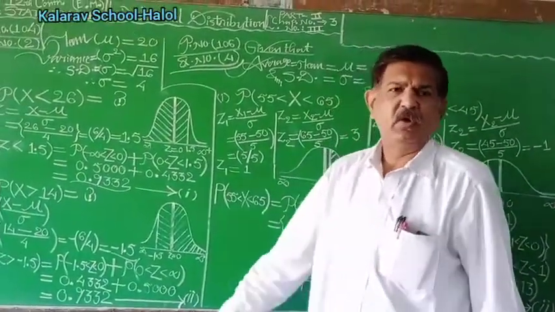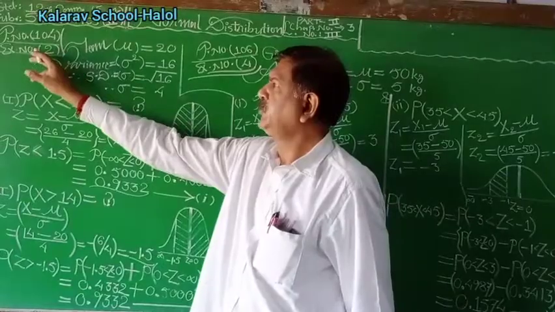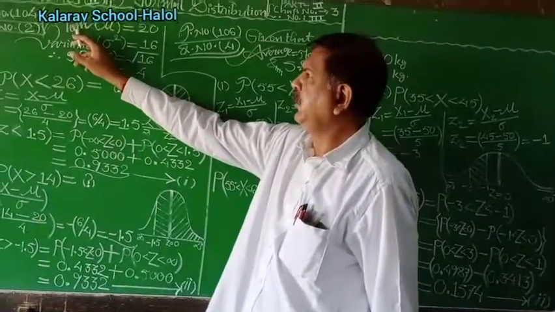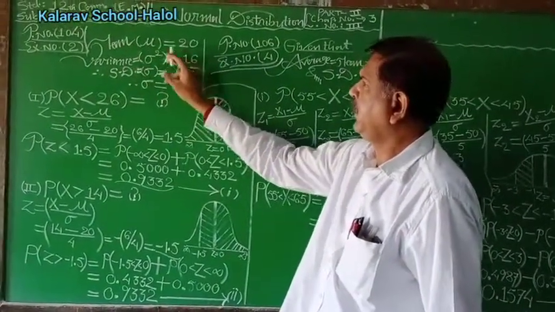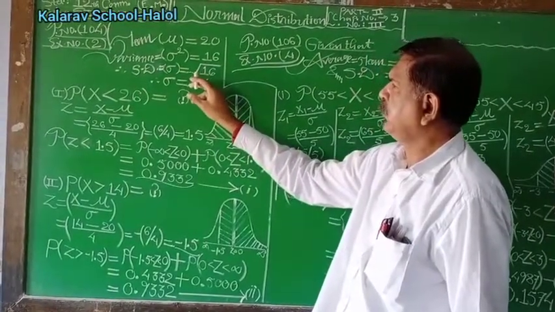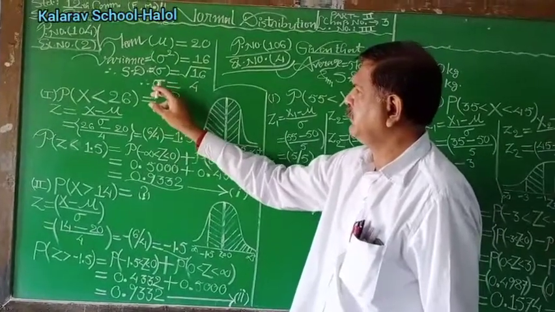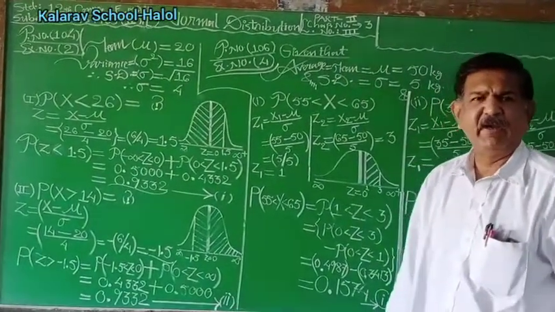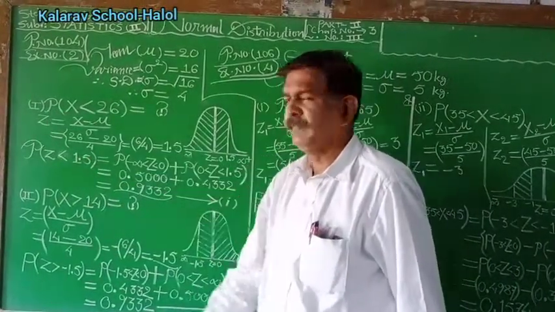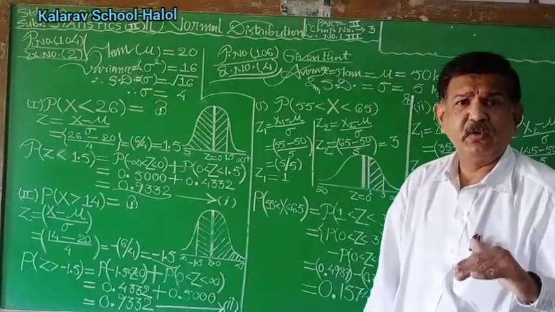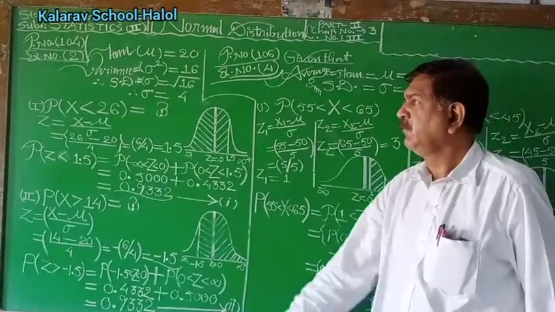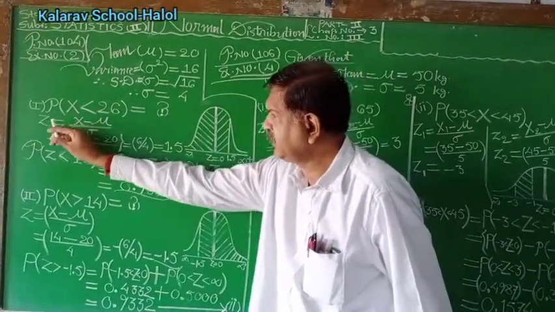See, in our textbook on page number 104, illustration number 2, example number 2. We are given that the average value or mean mu equals 20 and the variance of the distribution is 16, and that is why the standard deviation is root of 16, which means 4. That is, sigma equals 4. The required probability is for x less than 26 and x greater than 14, parts 1 and 2. Now we have to convert the normal variate into the standard normal variate.